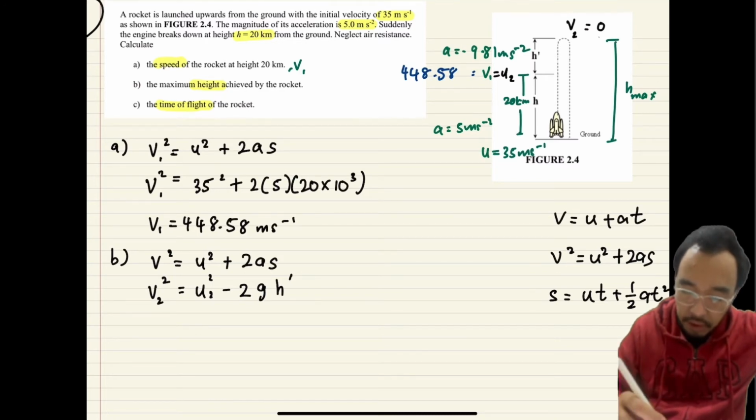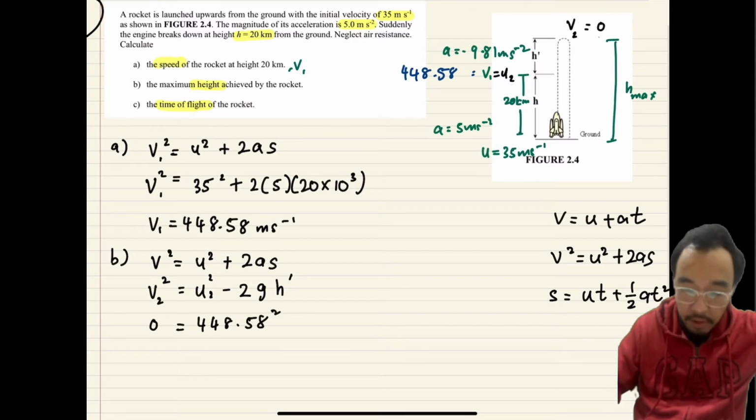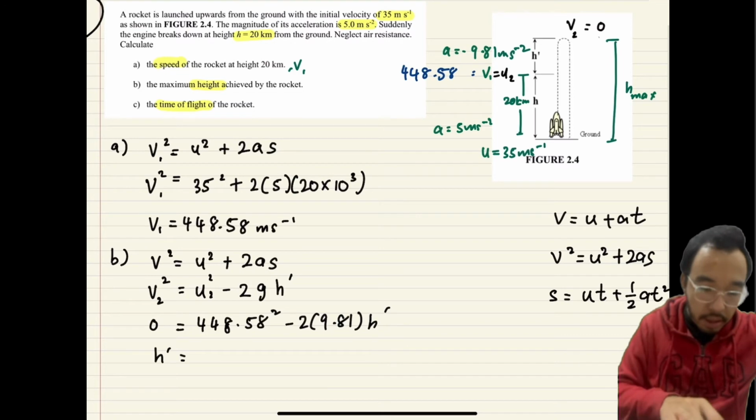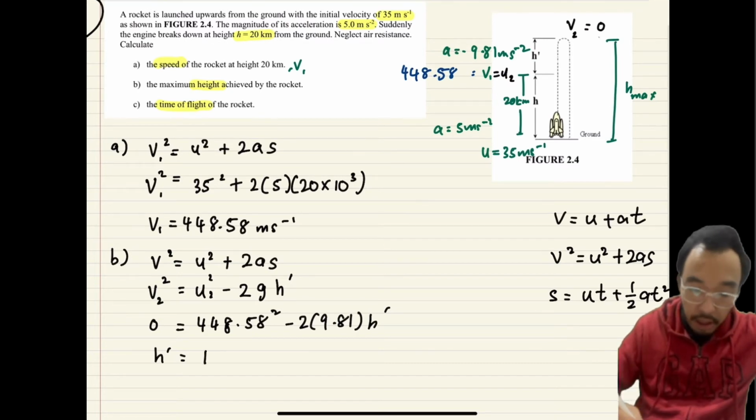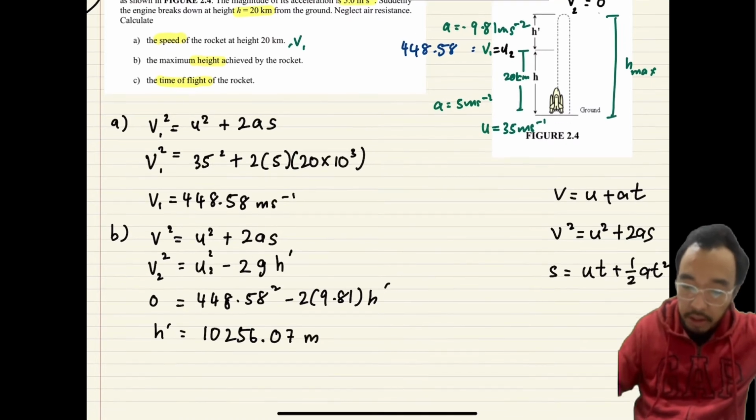I'll show you so that you don't get confused. Okay, V square is equals to 0. 448.58 square is positive because it is pointing upwards. Minus 2 times 9.81 times H prime, and now you can find the H prime. Okay, so you will have 448.58 square divided by 2 times 9.81. You should get 10,256.07 meter. Okay, so this is your H prime.